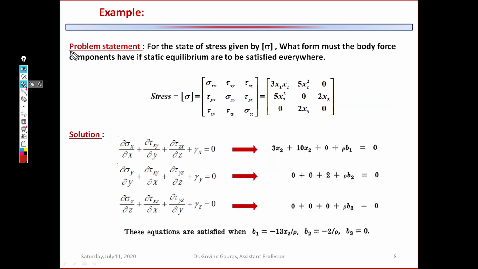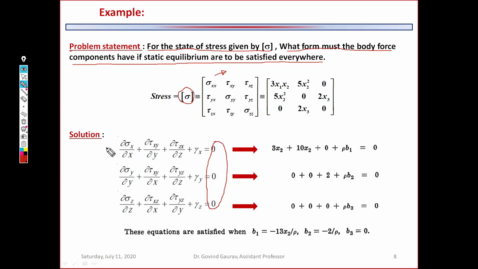Now the numerical example to illustrate what we have studied. For the state of the stress given by sigma, this one is the state of the stress in three-dimensional space given by terms sigma. So altogether we have a total of 9 coefficients to define the stress state in three-dimensional space. What form must the body force component have if static equilibrium is to be satisfied everywhere? So these are the conditions of the static equilibrium. In that case, the value of the RHS, which is the right hand side, will be equal to 0.